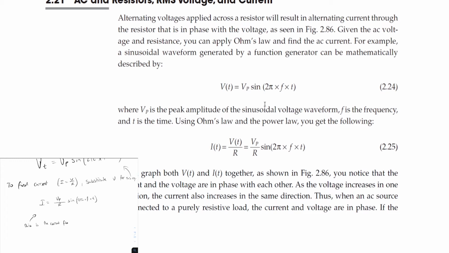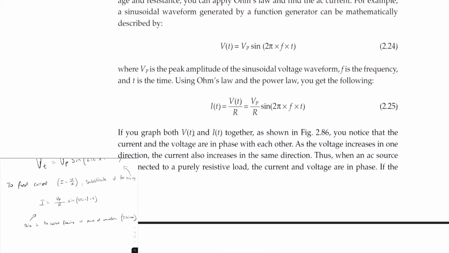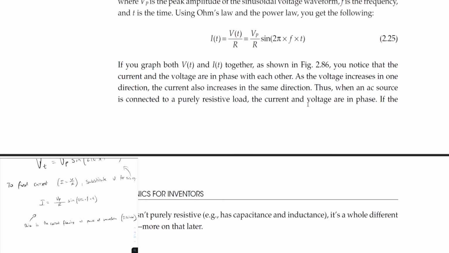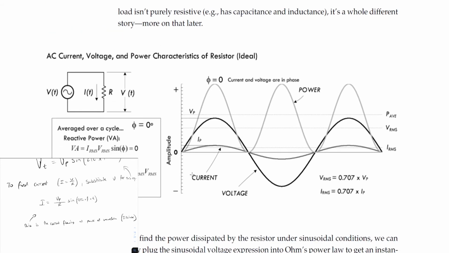So this is the current flowing at peak of waveform, I think, in brackets. Okay. Alright, so I'm fine with how you get Ohm's law from that. That's cool. If you graph both V(t) and I(t) together, as shown in 2.86, voltage t and current t, I don't see how you grow, you've grown. Okay.